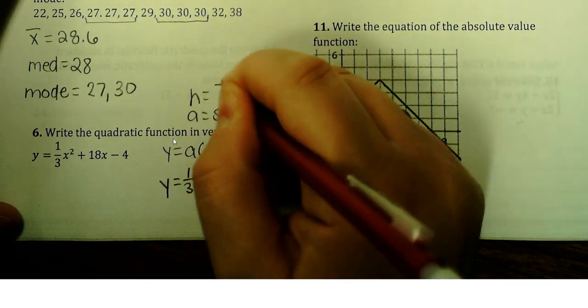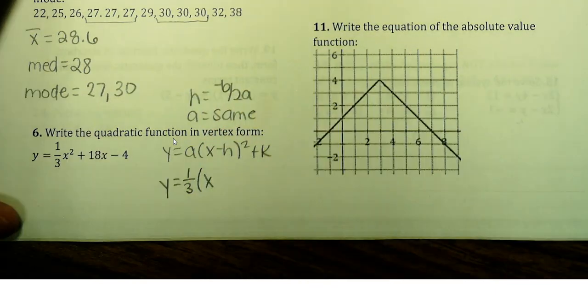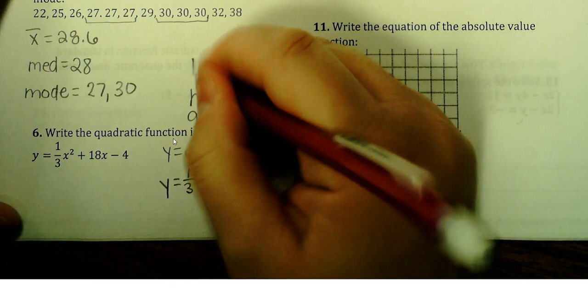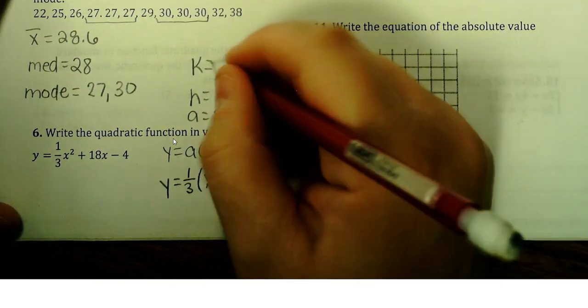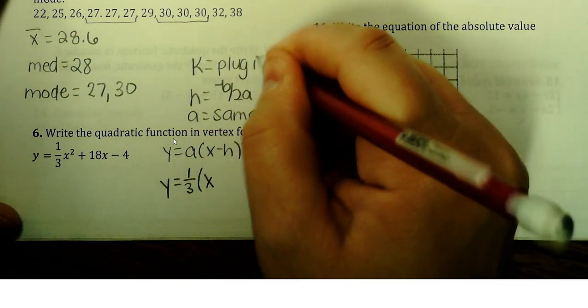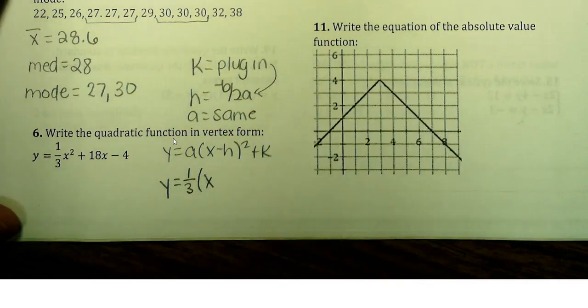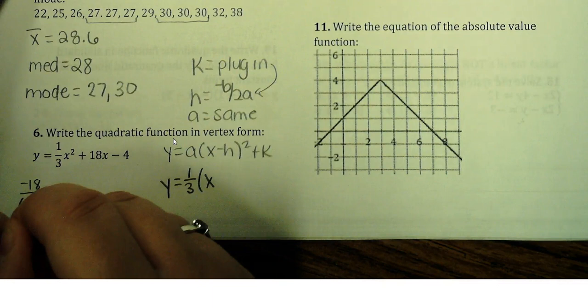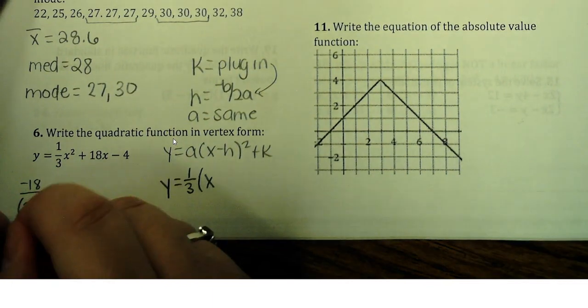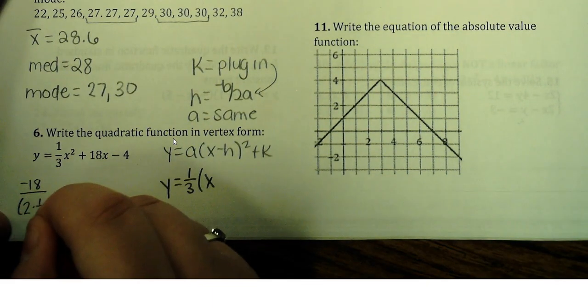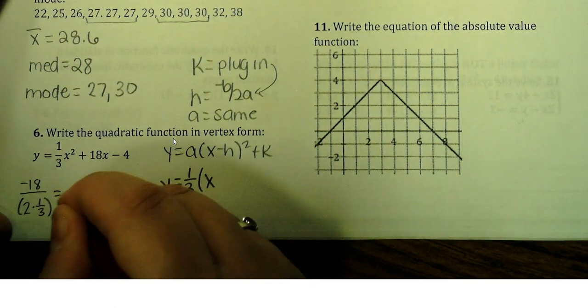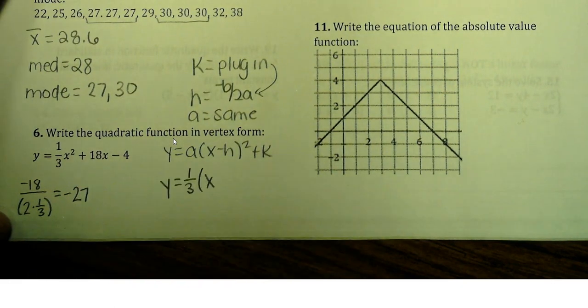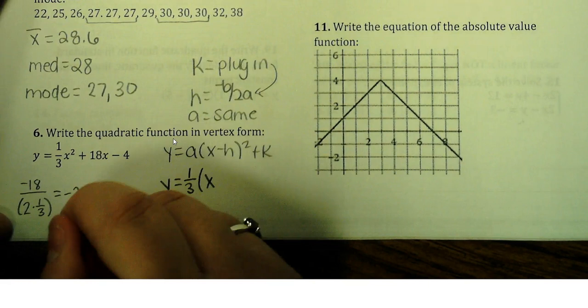H is the x-coordinate of the vertex. You can find that doing negative b over 2a. K is the y-coordinate of the vertex, and we find that by plugging in negative b over 2a. So for this question, negative 18, now I would put parentheses around this if I was doing this in my calculator, 2 times my a value, which is 1/3. This ends up being negative 27. So this is going to be my h.